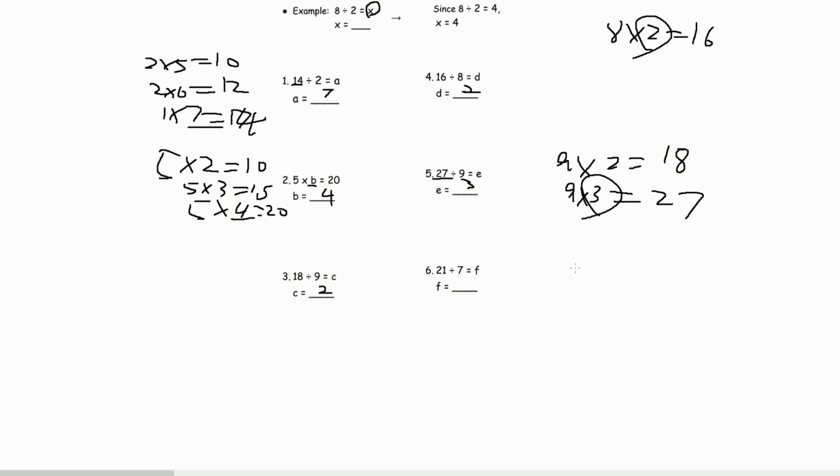21 divided by 7, let's do 7 times 2, we get 14. Let's do 7 times 3, and we get 21. So F would be 3.